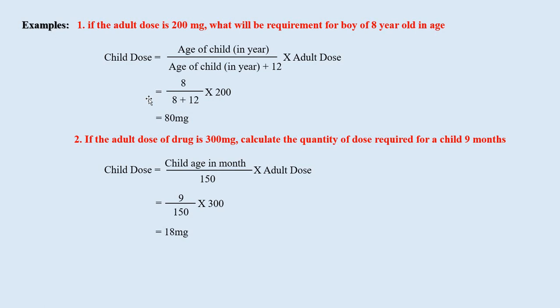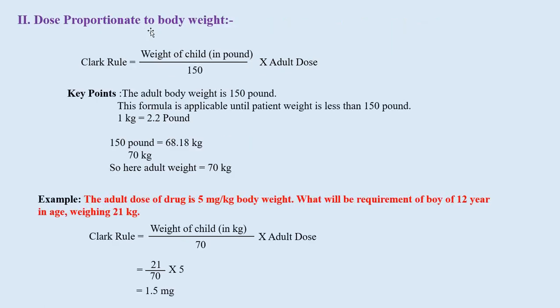Here I am giving only two or three problems for each formula. The second one is the dose proportionate to body weight. In dose proportionate to body weight, only one rule is there, that is Clark's rule, which is equal to the weight of the child in pounds divided by 150, into the adult dose.